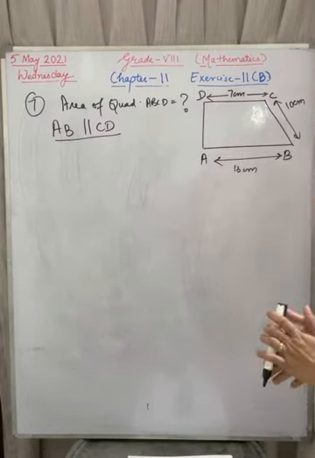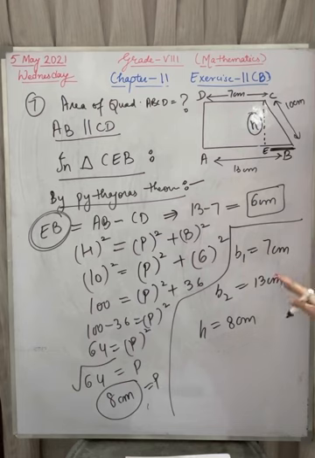Now, for the area of trapezium, we have B1, which is 7 centimeter. I have B2, which is the complete 13 centimeter. I have height also, which we just took out as 8 centimeter. So I have all the things: B1, B2 and height. So can I apply the formula of area of trapezium?